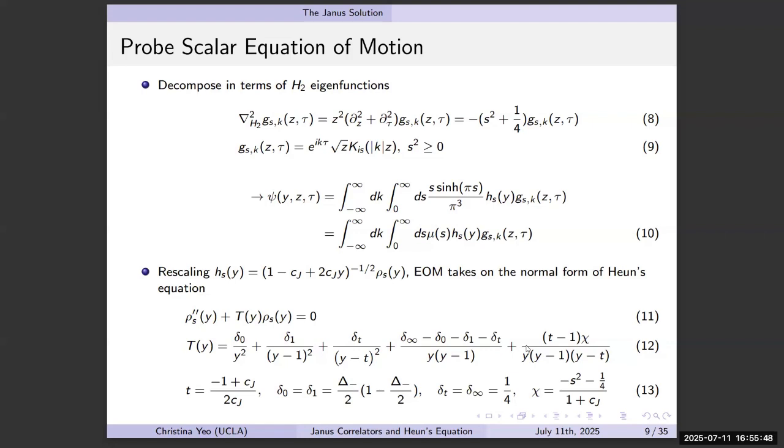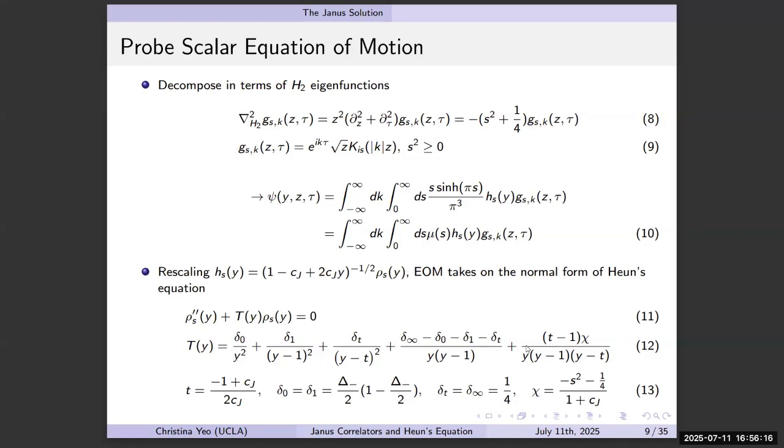This is called the normal form of Heun's equation. Heun's equation is basically a very natural generalization of the hypergeometric function. It's a second order ODE with 4 punctures instead of 3. So it has lots of similar characteristics. The only new feature is this accessory parameter. And we see that the spectral parameter for the H2 eigenfunctions only enters through this accessory parameter.